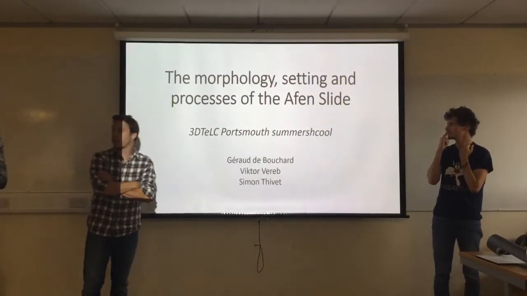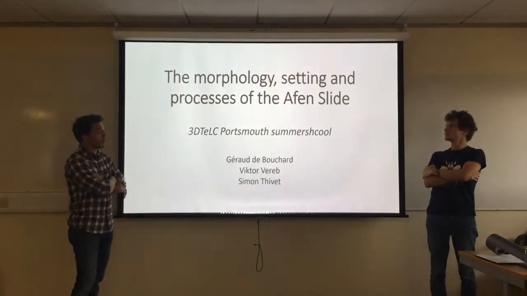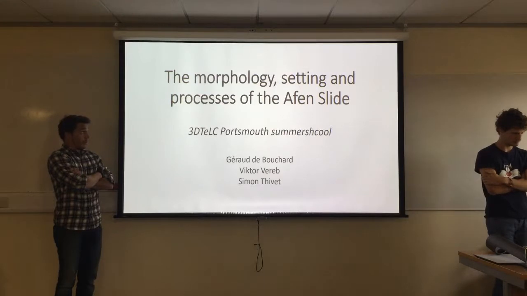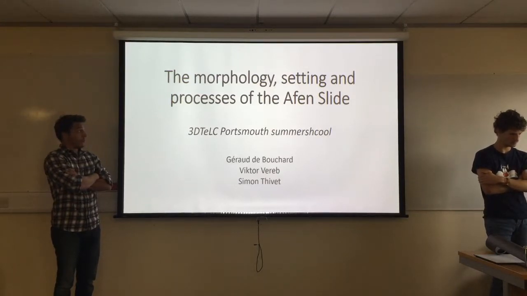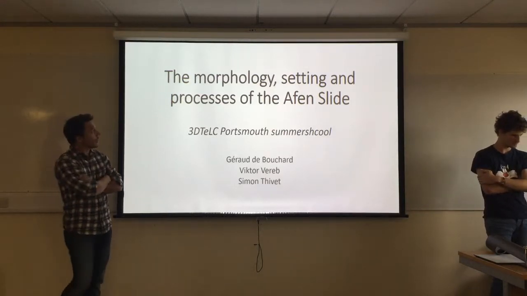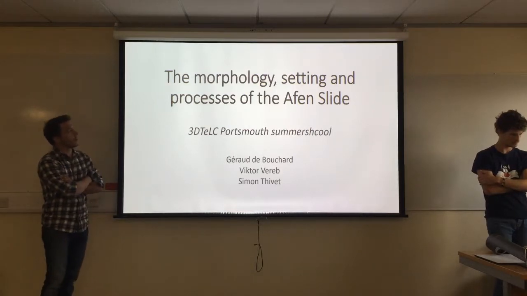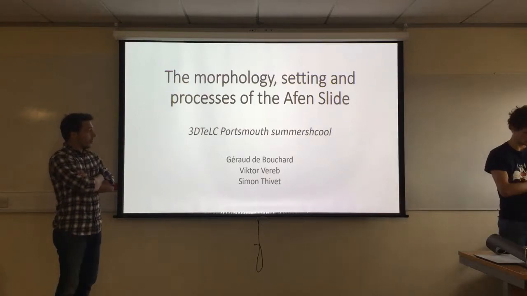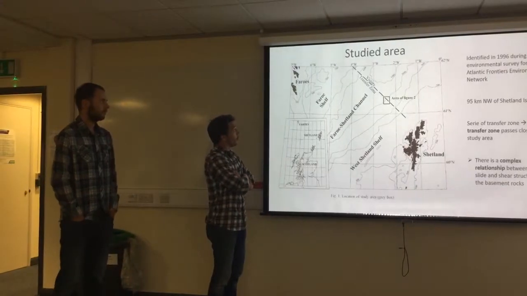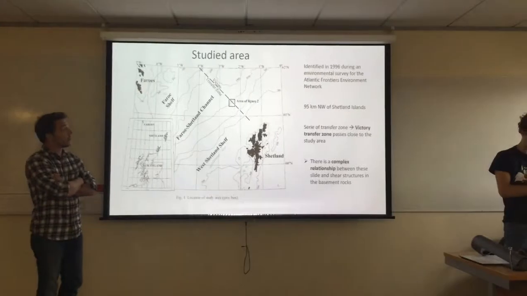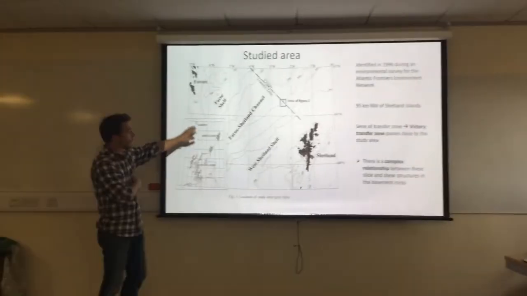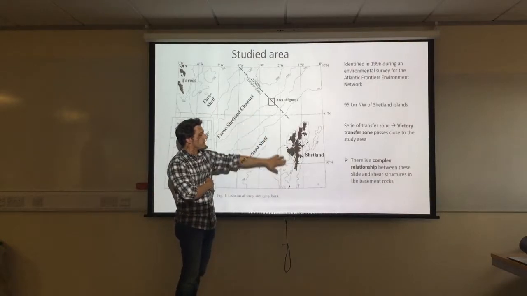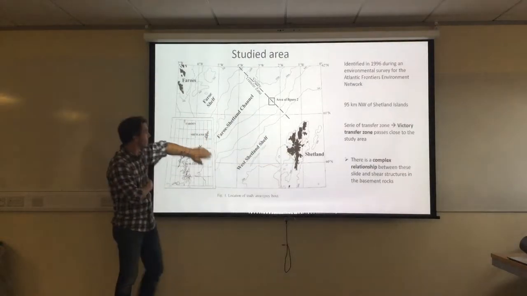So, hi everyone. We are talking about a paper written in 2004, and the paper is the morphology, setting, and processes of the Afen slide. Okay. So the location of the area is 95 kilometers northwest of Shetland Island. Shetland Island is in the north of Scotland.